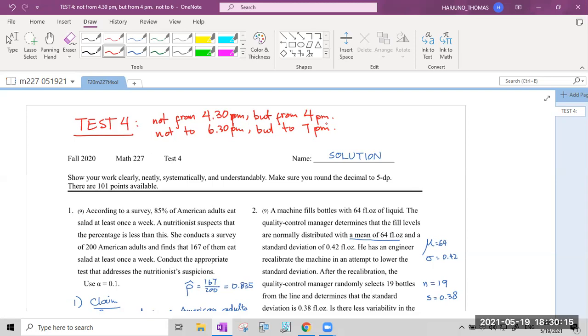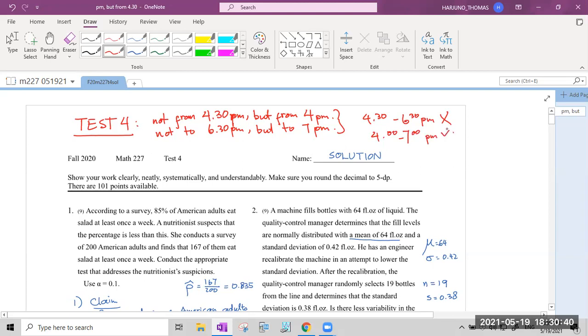Now, my office hours start from 3 o'clock. I don't mind starting at 3:40. To make it short, instead of 4:30 to 6:30 p.m., we actually have from 4 o'clock to 7 o'clock p.m. Okay, that's for your test 4.